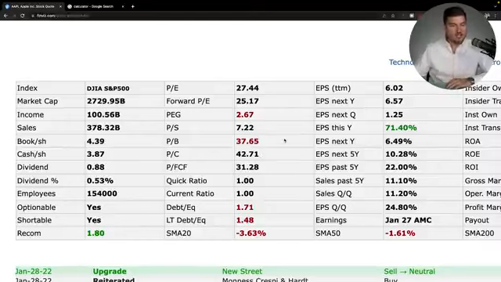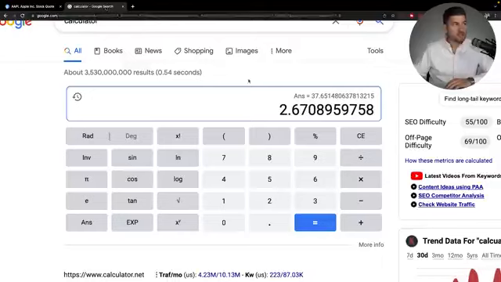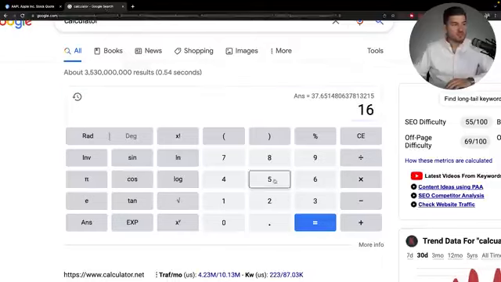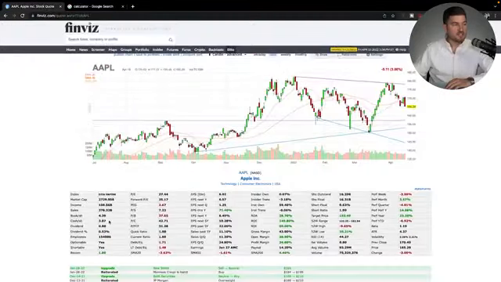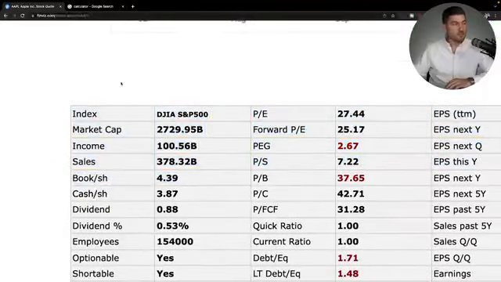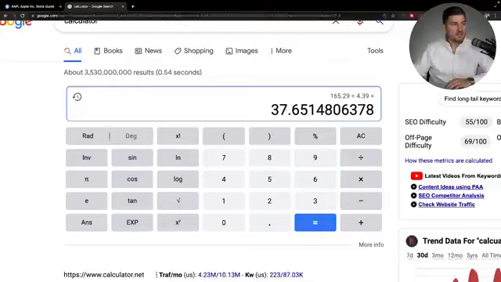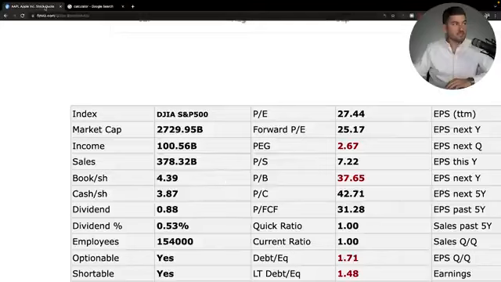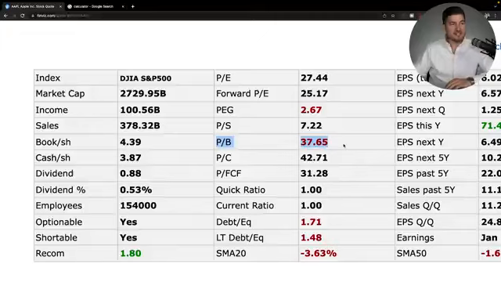So I'm going to take the market price per share, which we already know is 165.29. I'm going to go to my calculator. Apple's price per share, 165.29. And what we're going to do is divide that by book value per share. If we go back to FinViz, you can see here that the book value per share is 4.39. So if I go back to the calculator, divided by 4.39, voila, 37.65. What was the answer according to FinViz? Price to book ratio, 37.65. See how easy that is?